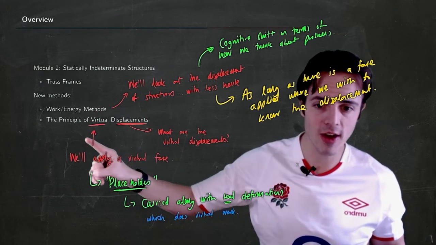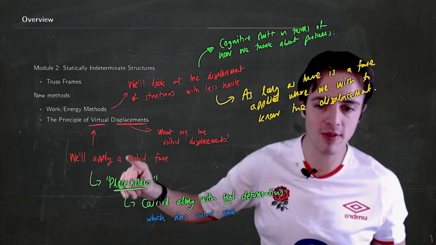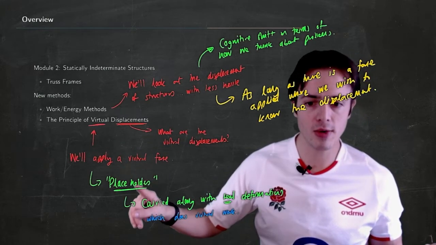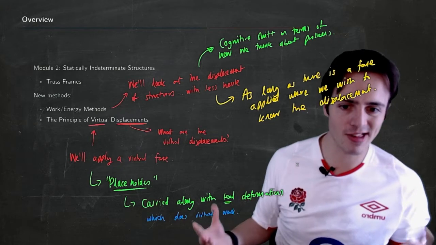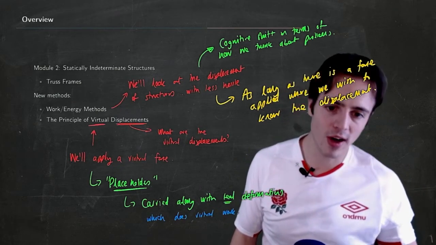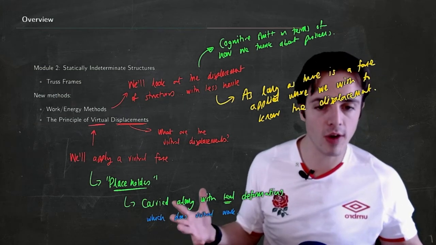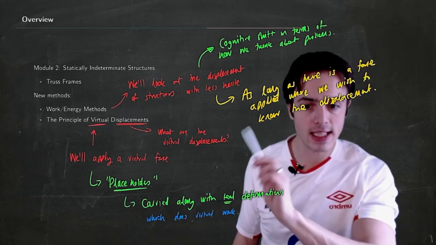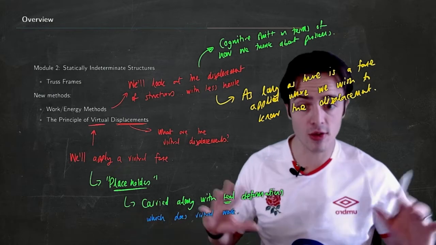And then we're going to say, let's make some stuff up. Let's make up some virtual displacements. Sorry, let's make up some virtual forces. We'll apply them. They're placeholders. They get carried along with any real deformations. And accordingly, they do virtual work, which must be equal to external virtual work, which means we can get these displacements on the real structure.